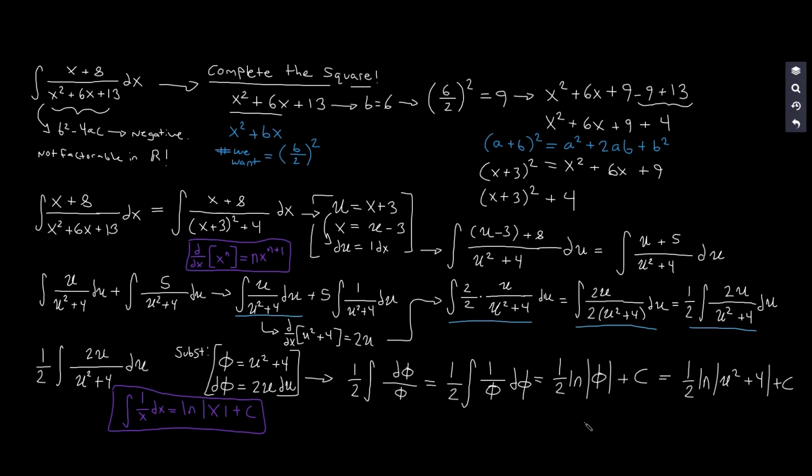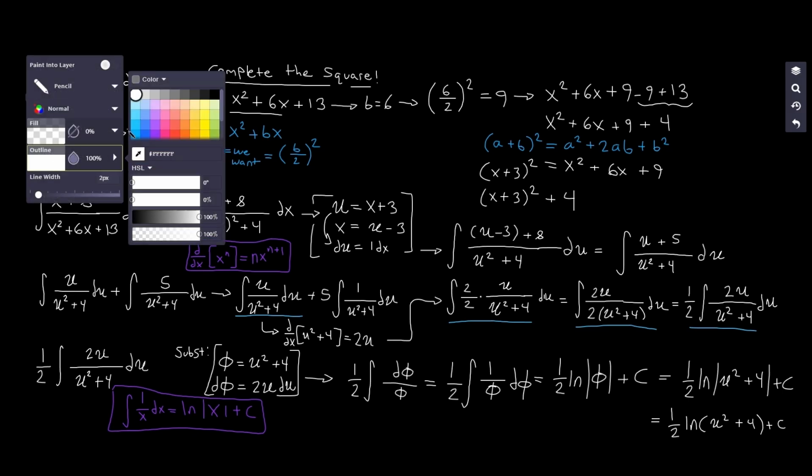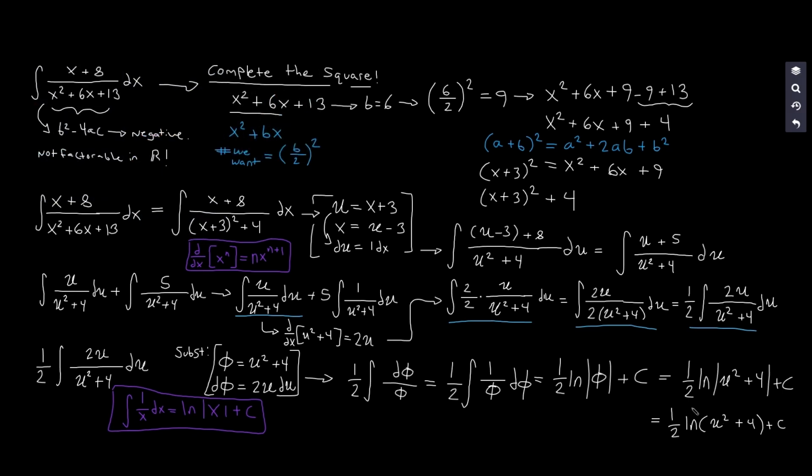All right, just note that phi is a placeholder variable. And I do believe that anything that's squared is positive, so u squared plus 4 is always going to be positive. So we could just drop the absolute value signs. If we want to make it parenthetical, just do 1/2 natural logarithm of u squared plus 4 plus c. Oh, so that's the answer to that integral.